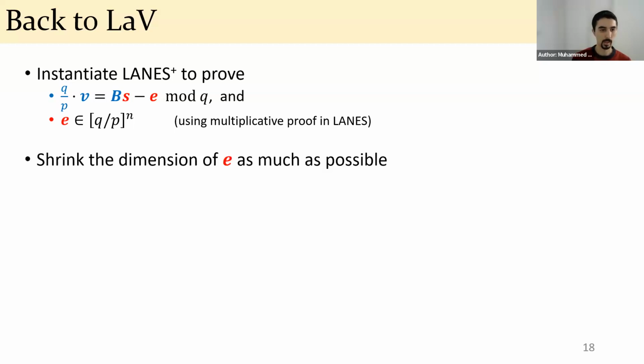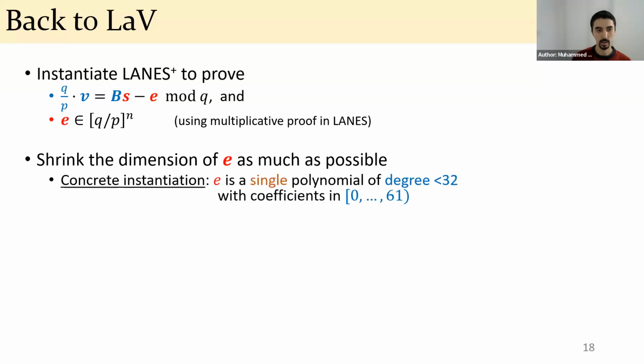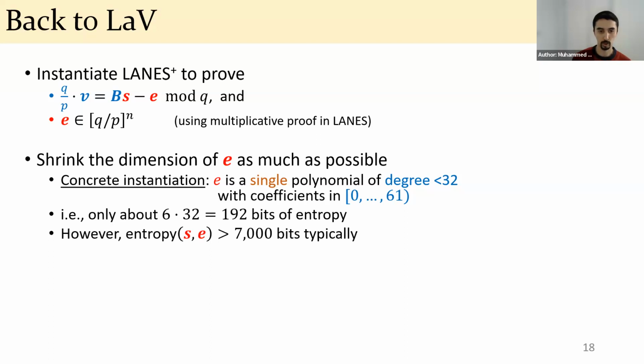Something important here is that since E goes into the exact proof, we need to shrink its dimension as much as possible. In our setting, E ends up being a single polynomial of degree less than 32 with coefficients bounded by 61, which means it has only 192 bits of entropy. But if you look at the total entropy of F and E, it's typically more than 7,000 bits, which means that plugging all of this relation into an exact proof would be significantly less efficient than proving something that has significantly less entropy.